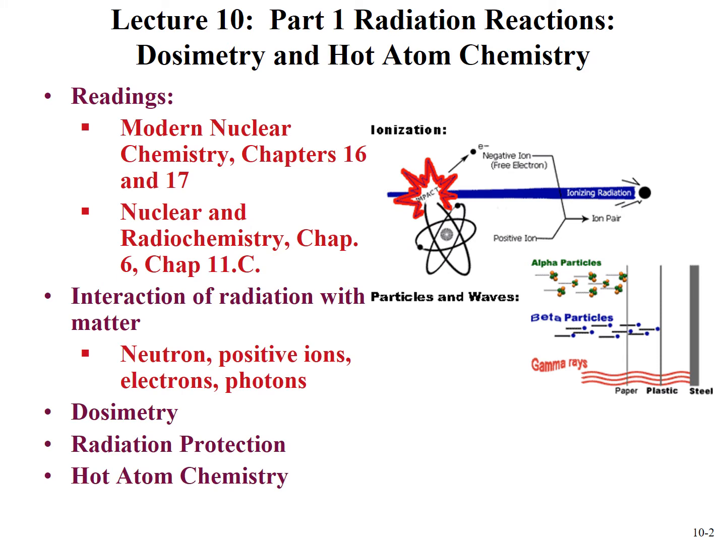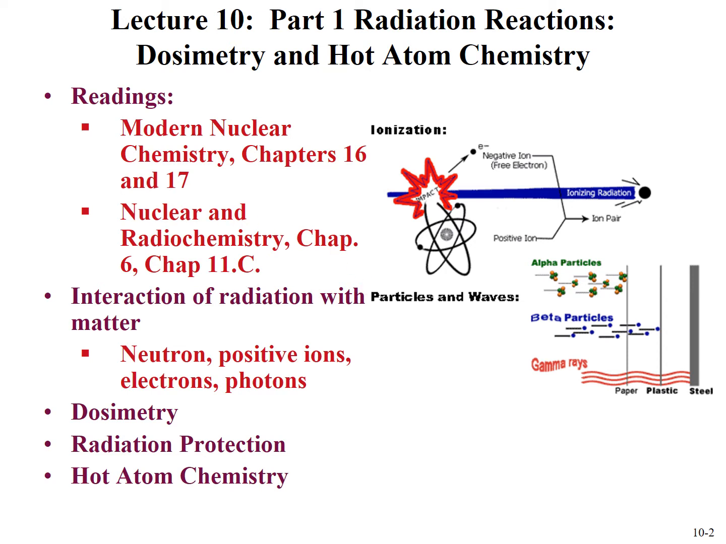The readings for this lecture on radiation reactions can be found in Modern Nuclear Chemistry, Chapters 16 and 17, and Nuclear and Radiochemistry, Chapter 6 and Chapter 11.